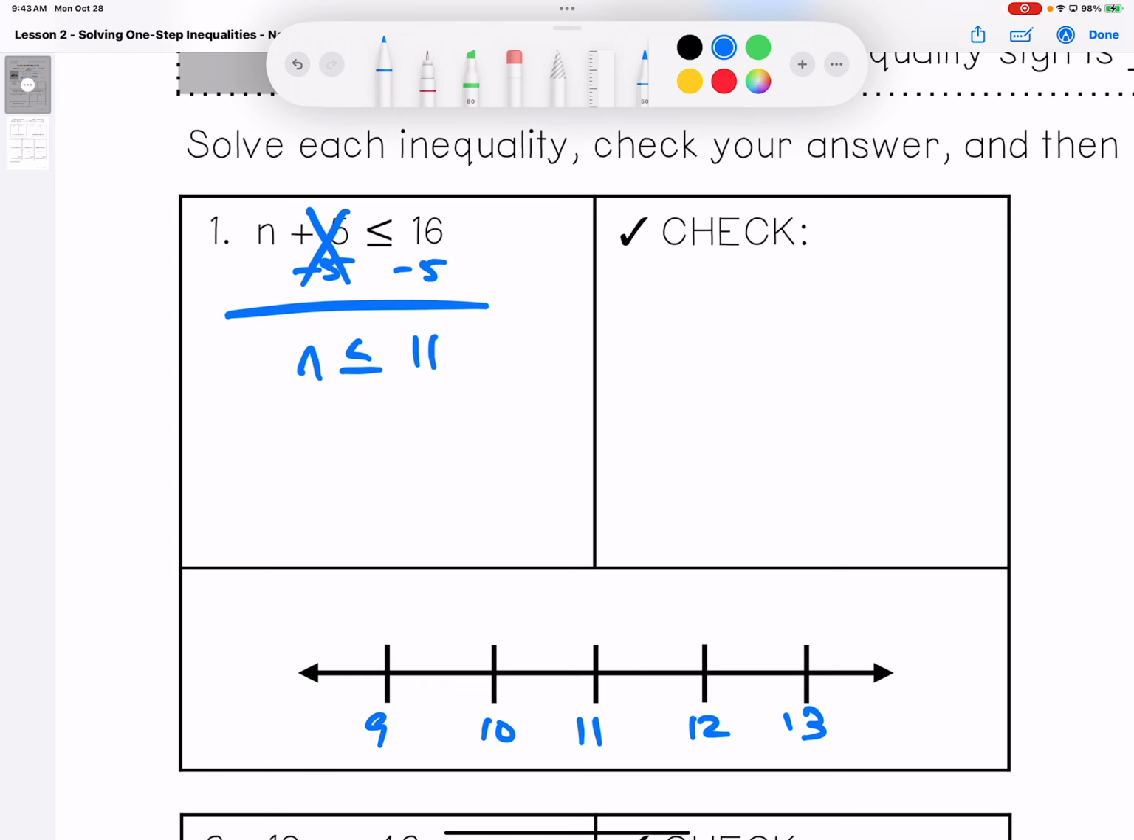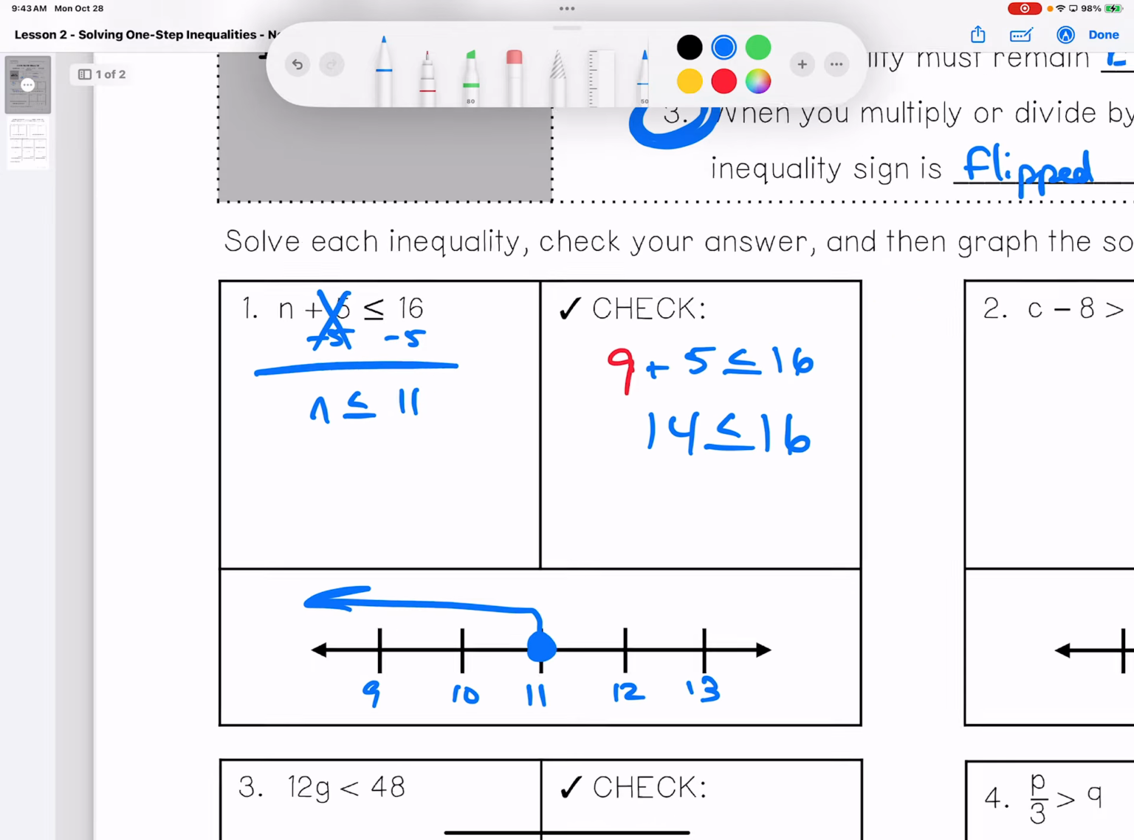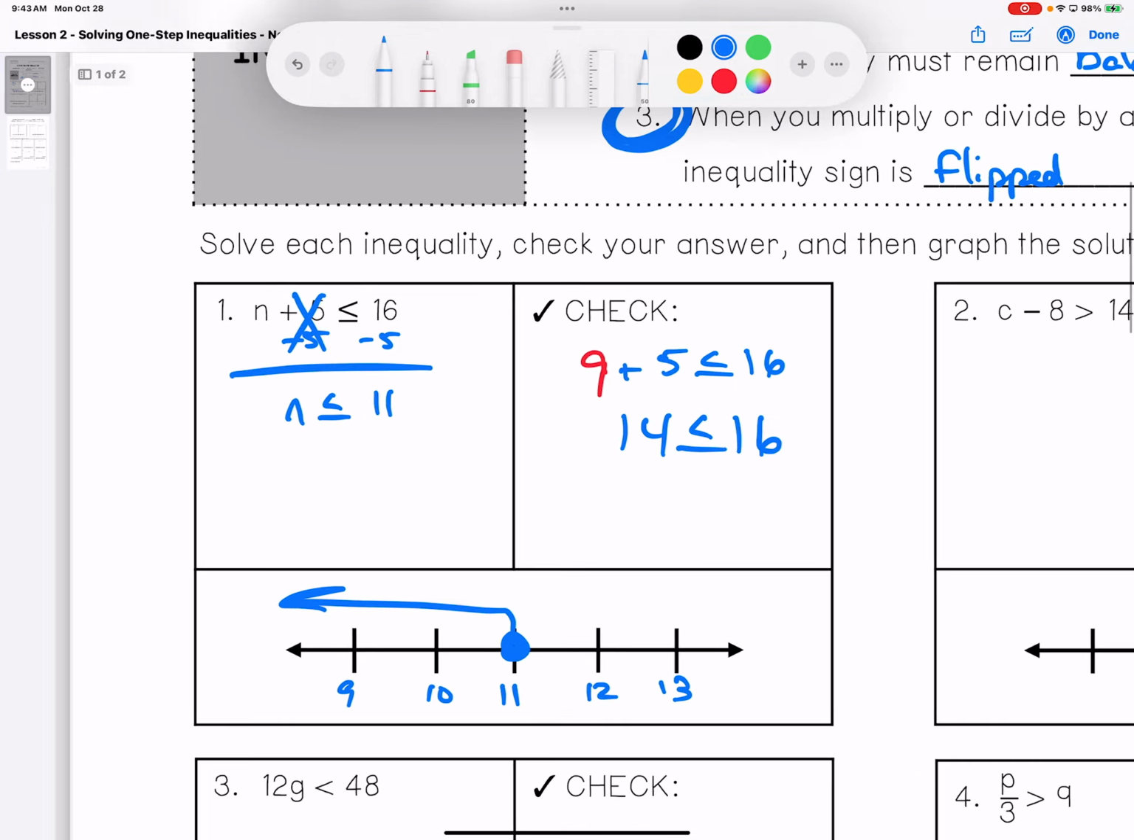We pick any number to the left of 11, less than 11. I'm going to pick 9. So n is 9. I'm choosing 9. You can choose any number less than 11. 9 plus 5 is less than or equal to 16. 14 is less than or equal to 16. Yes, it is. Check. I generally would choose the two numbers right next to it, okay?